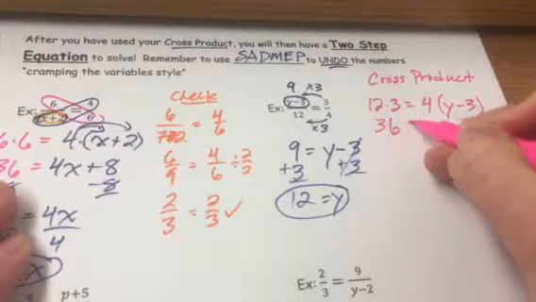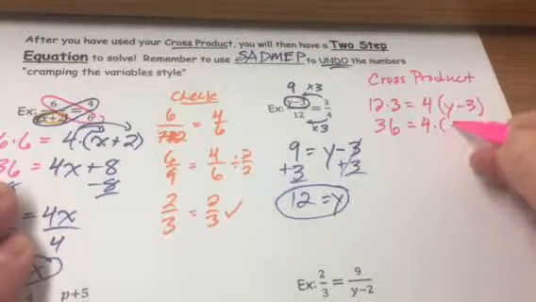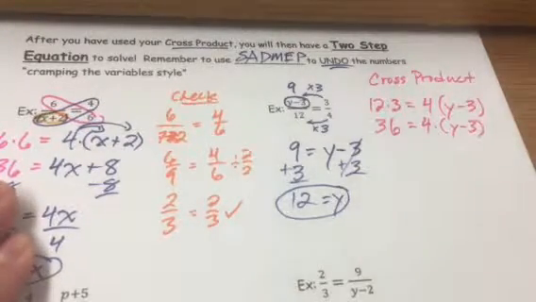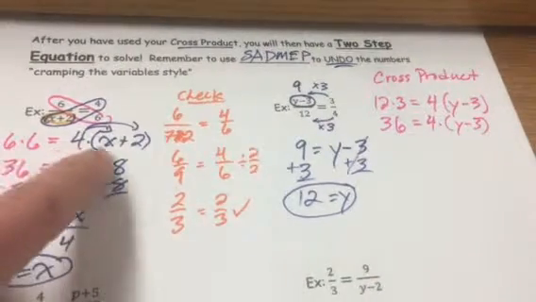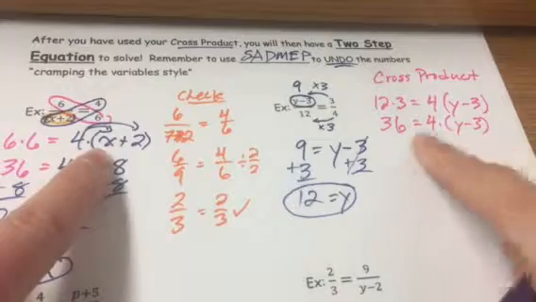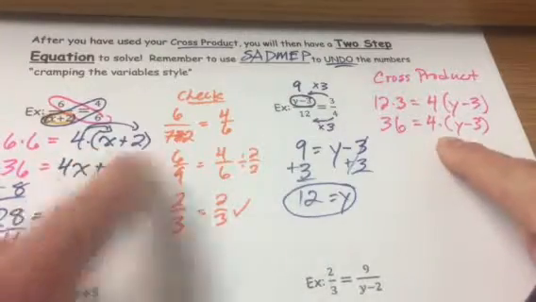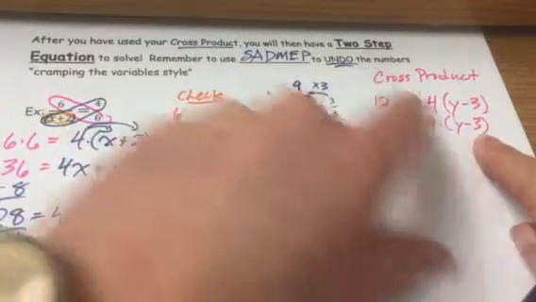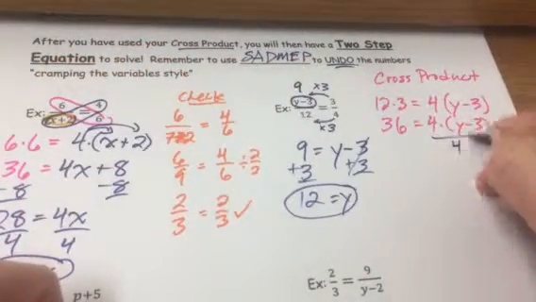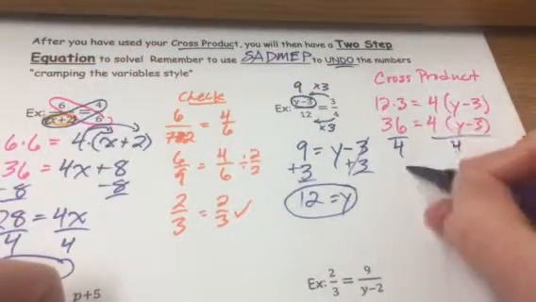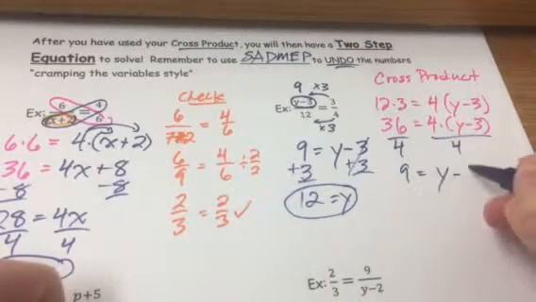So that's going to be 36 is equal to 4 times y minus 3. Now I want to remind you, this is a grouping problem because I have parentheses. Now over here, I use distributive property. I'm going to use that other method where I divide first so that I'm undoing parentheses last because P comes last in SADMEP. So I'm going to divide both sides by 4, and this ends up being an easier problem.